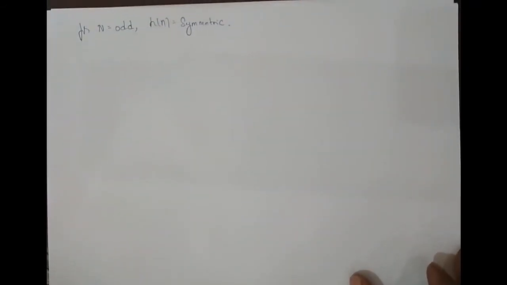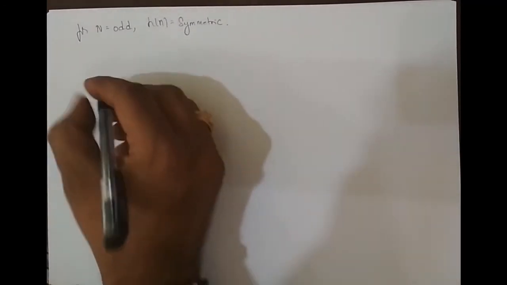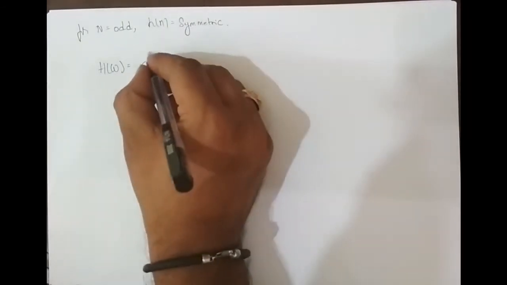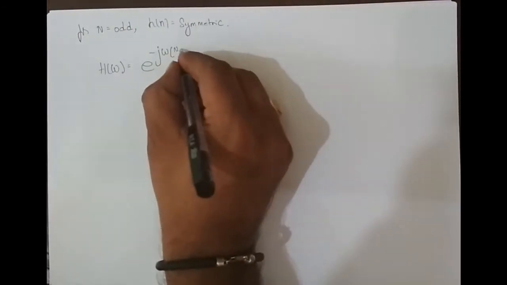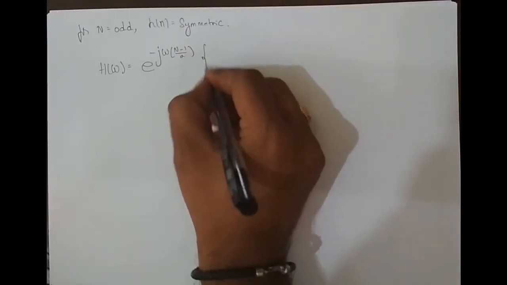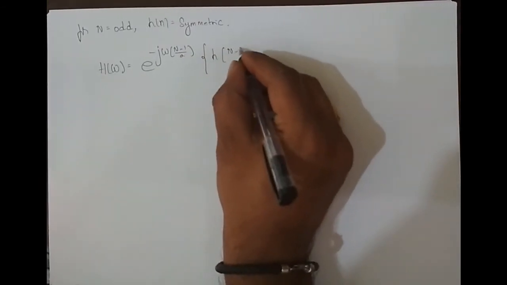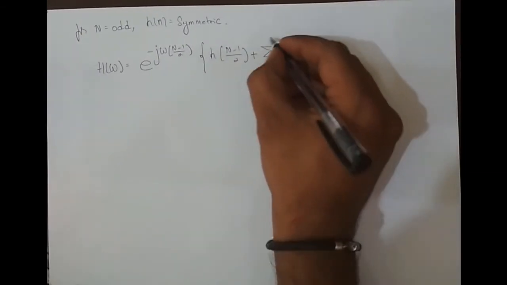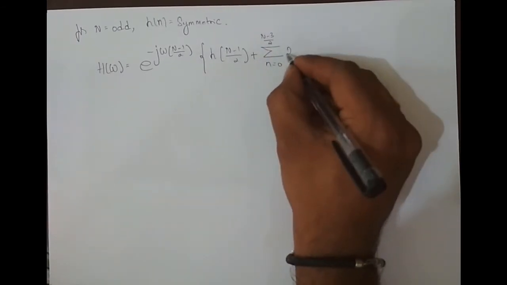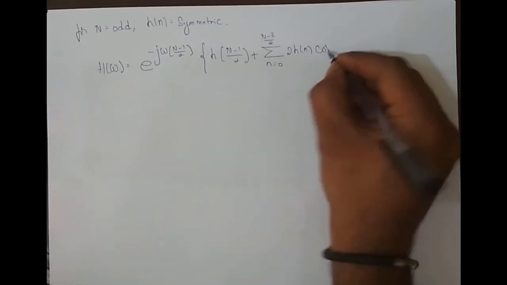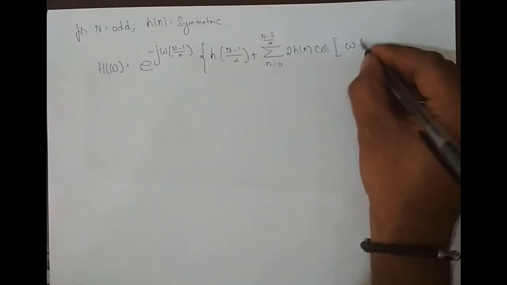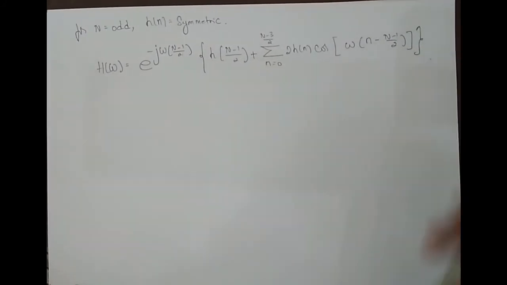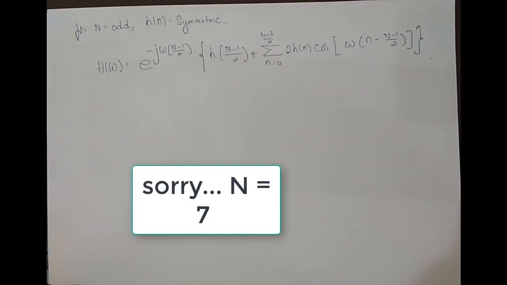So what is the equation for frequency response for odd and symmetric? It is H of omega is equal to e power minus j omega into (N minus 1) by 2, into h of (N minus 1) by 2, plus summation n varying from 0 to (N minus 3) by 2 of 2 times h of n cos of omega into (n minus (N minus 1) by 2). So this is the equation for N odd and h of n symmetric.